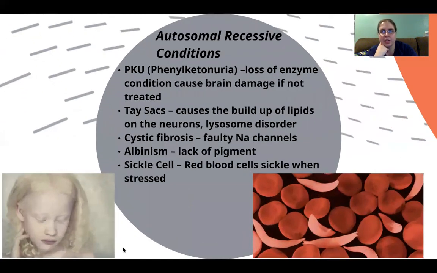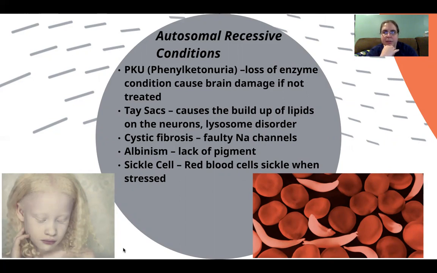Here are some examples of certain conditions. We have PKU, phenylketonuria, which is a loss of enzyme condition. What it does is that it can actually cause brain damage. So there's a loss of a particular enzyme, and the lack of that enzyme affects the brain, not just how it functions, but it actually damages the cells in it if it's not treated.